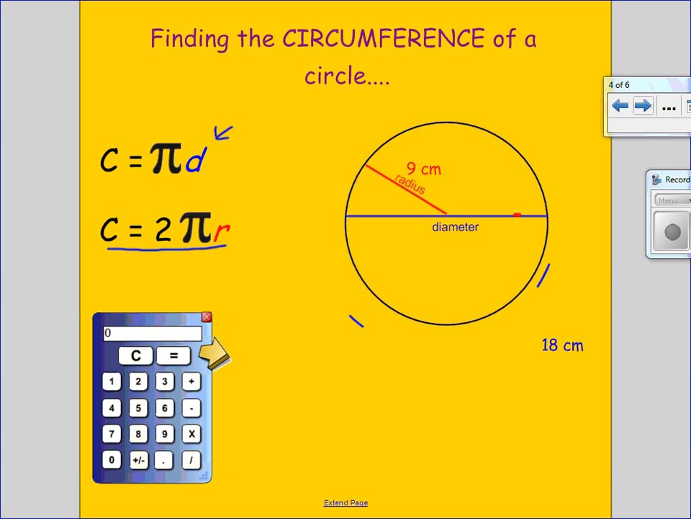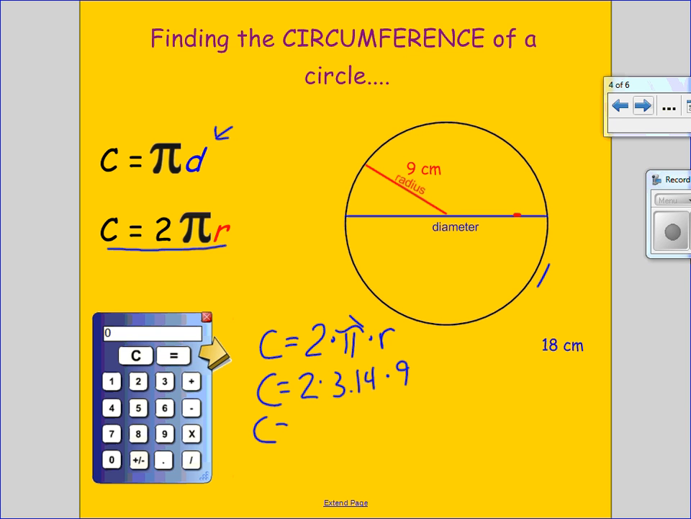And that always works out. Radius is always half of what the diameter is. So let's make a formula. C equals 2 times pi times radius. Always start with your formula. Then plug in. C equals 2, and for pi we're going to use either 3.14 or 22 over 7. So let's use 3.14 times the radius of 9.